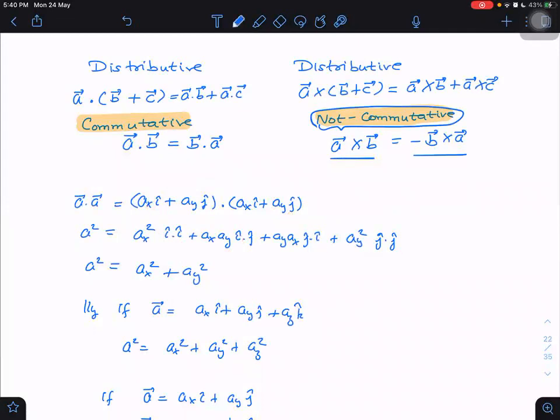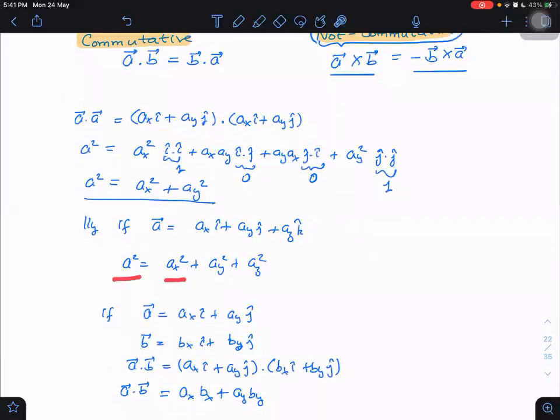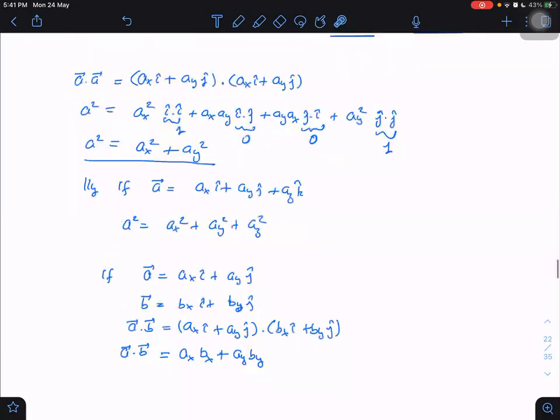I dot J became 0. J dot I became 0. And I dot I became, what is I dot I? 1. And J dot J? 1. Therefore, our answer became AX square plus AY square. We already know this. There is nothing new in this. We already know that square of A will be equal to AX square plus AY square if z component is not existing. If z is also existing, then square of A will become AX square plus AY square plus AZ square. But this time we are getting this result from the dot product also.